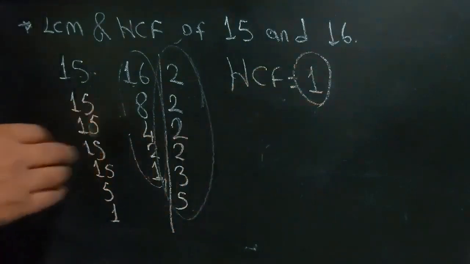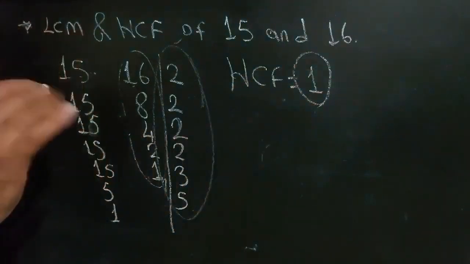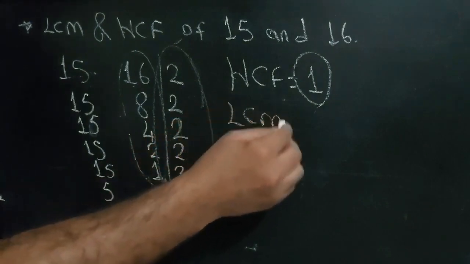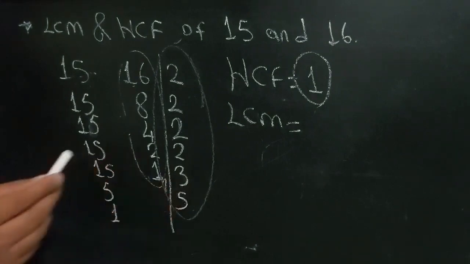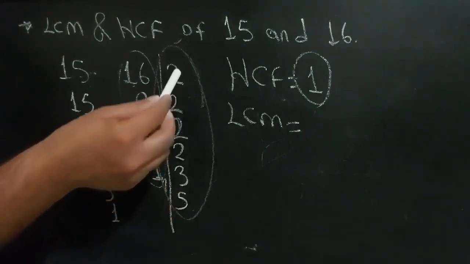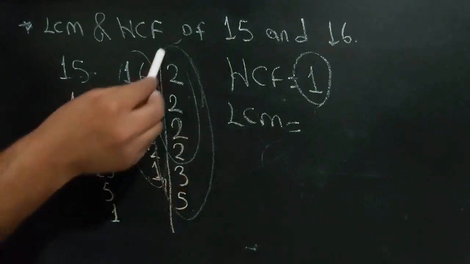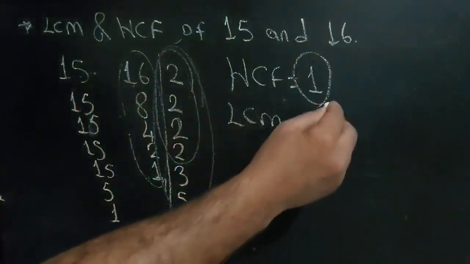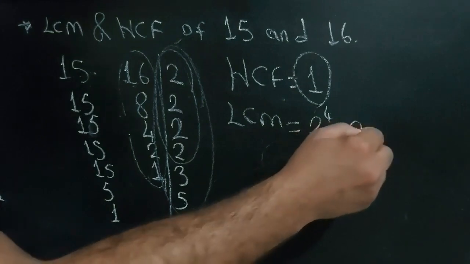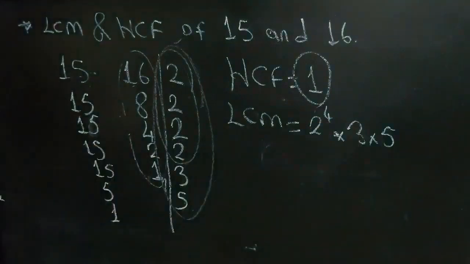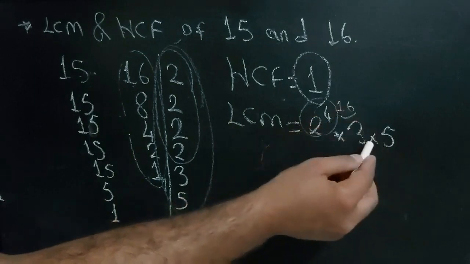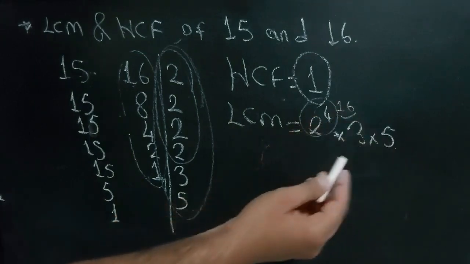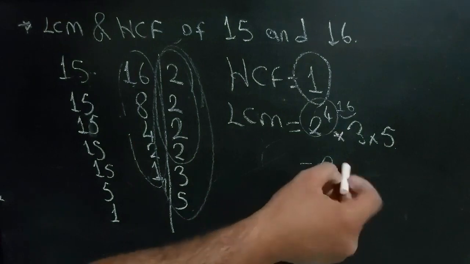Don't say HCF is 0, it is 1. Alright, and LCM is going to be 2 times 2 times 2 times 2 times 2, 3 times 5. And you don't have to write all this, just write 2 power 4 times 3 times 5. Alright, this is 16. 16 times 3 times 5 is going to be 240.